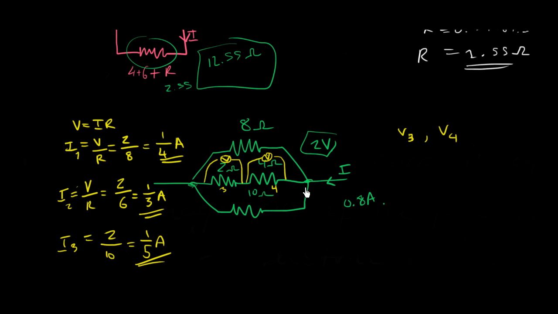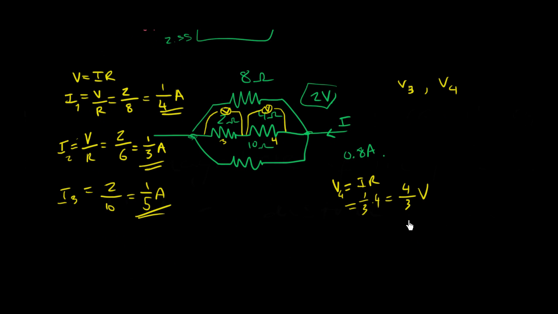What is the current going through the second branch? Well, we just calculated it. This one here is 1/3 of an amp. So if I want to know the voltage across that resistor, the formula is V equals IR. So V4 would be equal to the current, which is 1/3 of an amp, times the resistor. Resistor is 4. So that would give me 4/3 of a volt. So 1 1/3 volts for V4.